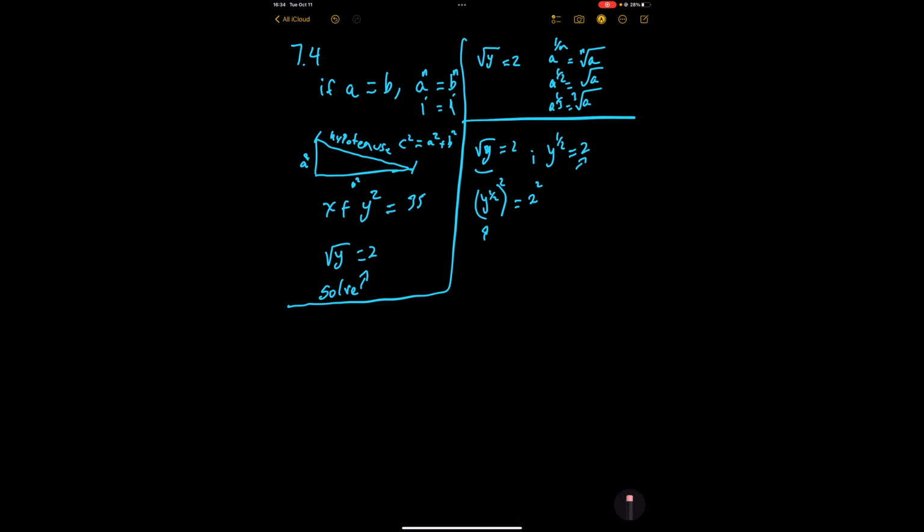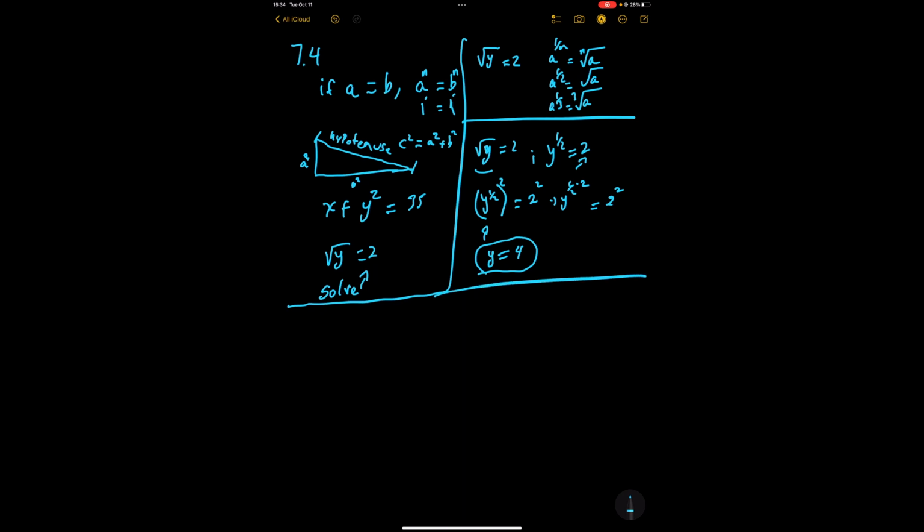Now I have y to the power of half to the power of 2 is equal to y, which is equal to y half times 2, which is equal to 2 squared. 2 times 1 is 2 over 2 is 1, so I have y equals 4. So this is how you actually solve the equation.